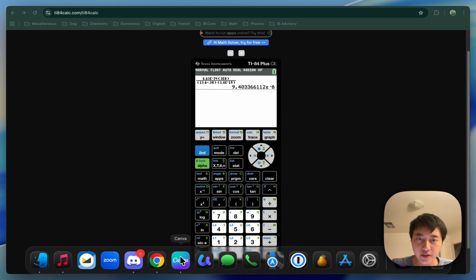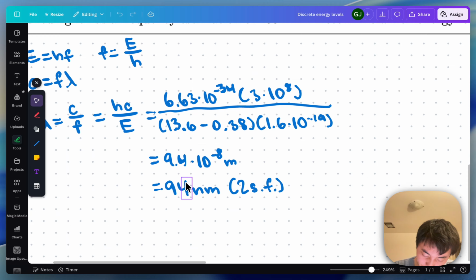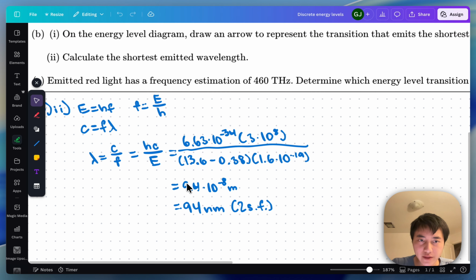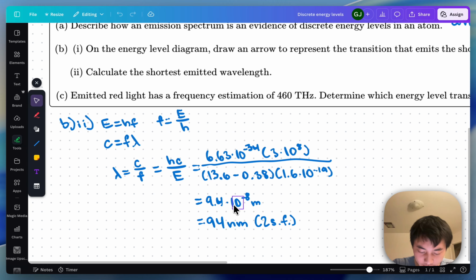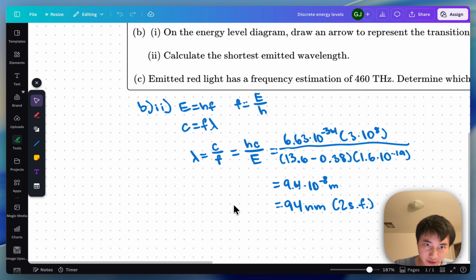And if we convert this to nanometers, this is 94. And this is two significant figures. Is that what it wanted, the shortest? Yeah. And that's the final answer for B2. Okay, so now let's do C.